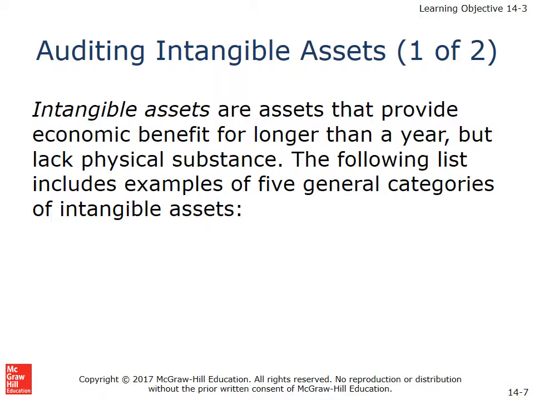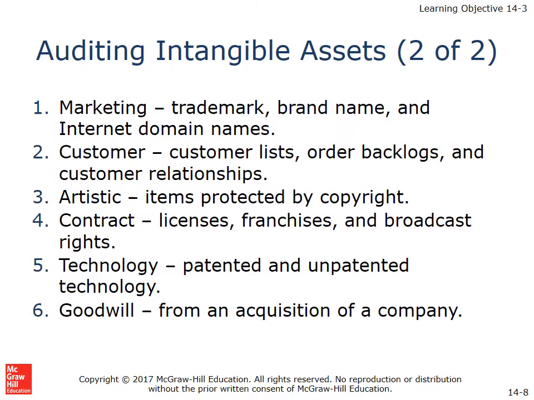When it comes to intangible assets, remember, these are assets that provide economic benefits for a little more than a year, but they lack physical substance. Some examples for marketing intangibles are trademarks, brand names, and internet domain names. A customer intangible could be a customer list, order backlogs, and customer relationships. Artistic, like copyrights. Contract-related intangibles: licenses, franchises, and broadcast rights. Technology: patented and unpatented technology.